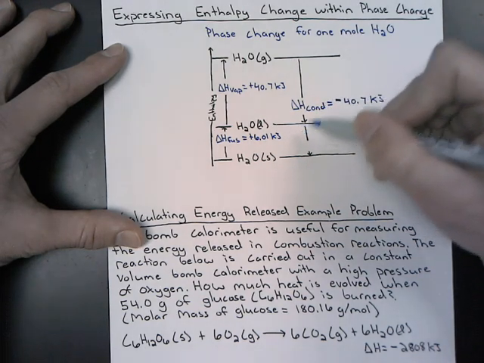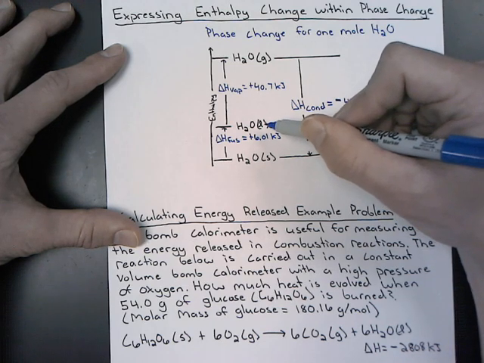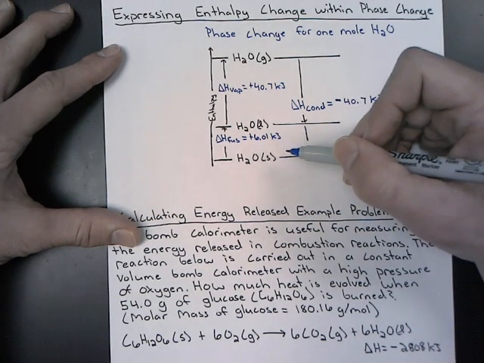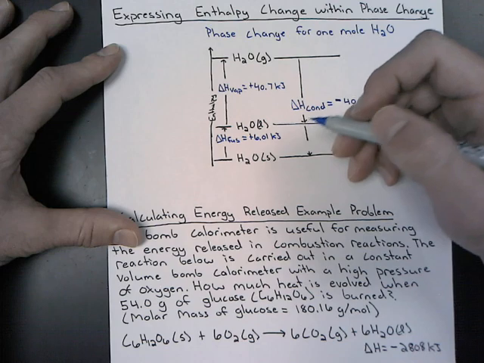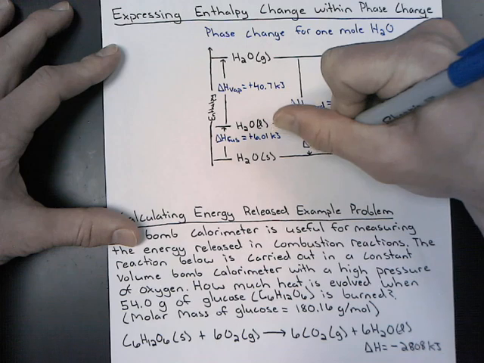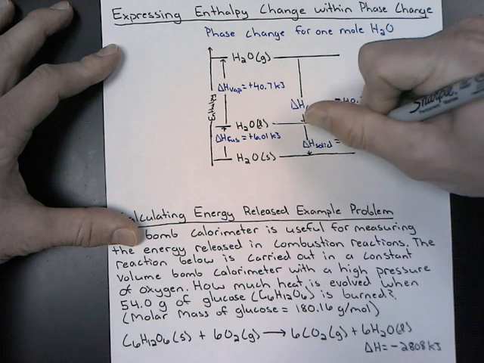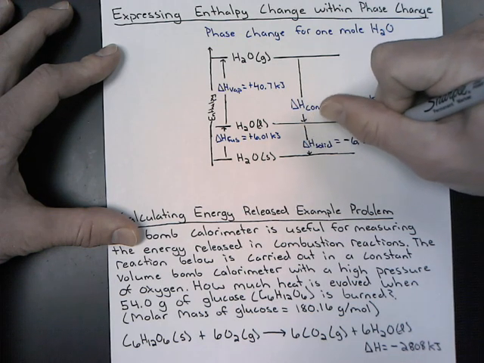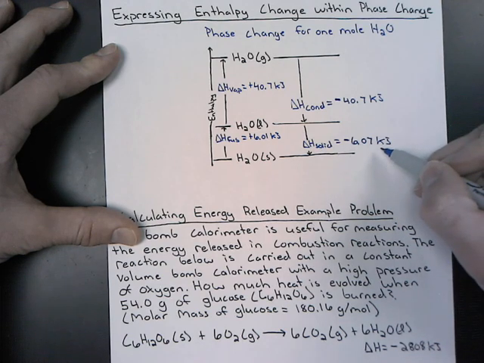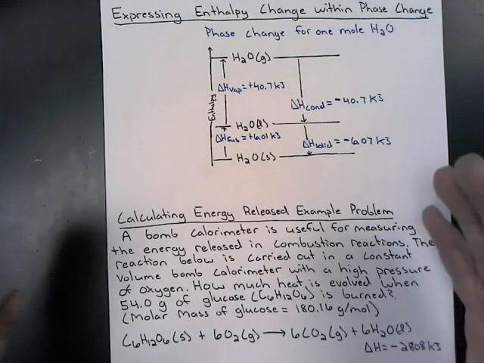Now, if we keep cooling that liquid water, we put that 1 mole of liquid water in the freezer, eventually this thing is going to freeze. And so what we get here is this. We get liquid water to become a solid. So we put delta H of the solid equals the negative amount of heat that we have to remove. So again, negative because we have to remove it, and that is 6.07 kilojoules.